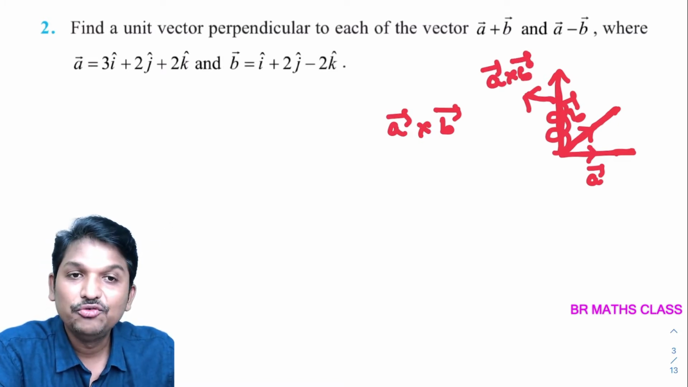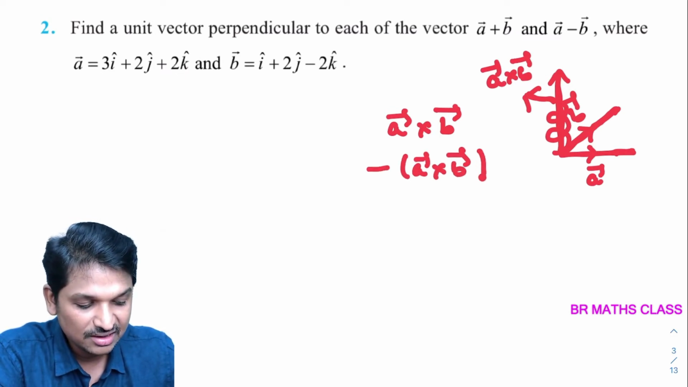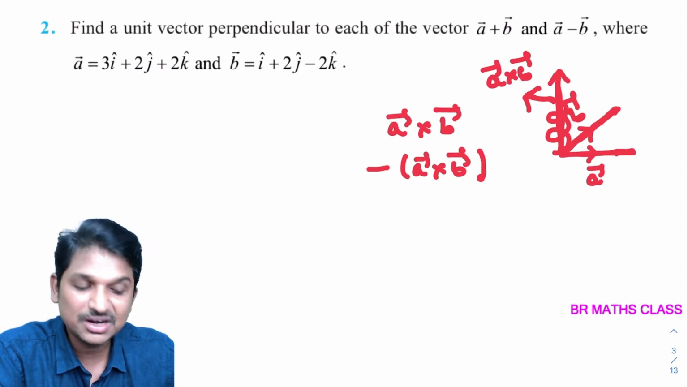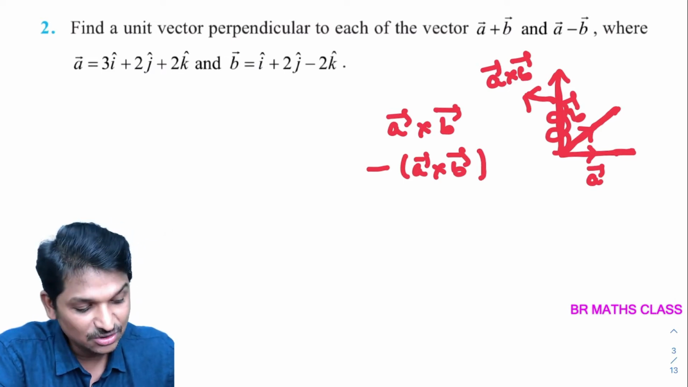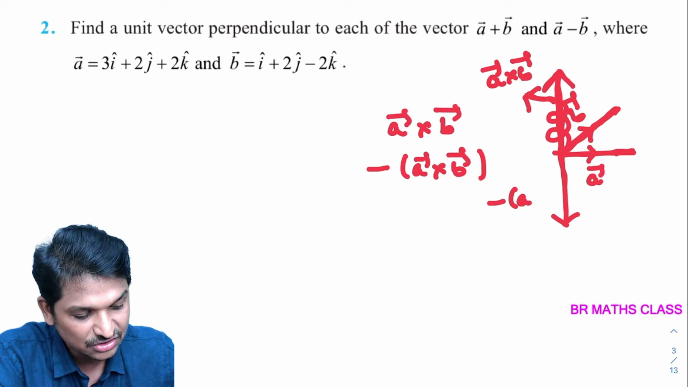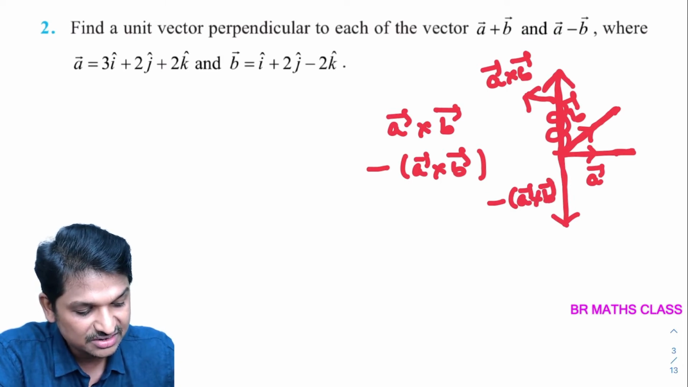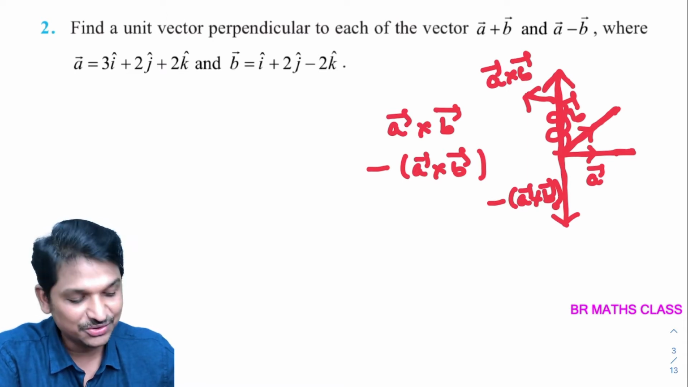Okay. Where is minus of a bar cross b bar? You look here. Minus of a bar cross b bar is exactly opposite direction of a bar cross b bar. See, look here. This is a bar cross b bar. What is this one? Opposite direction. What is this? This is minus of a bar cross b bar.